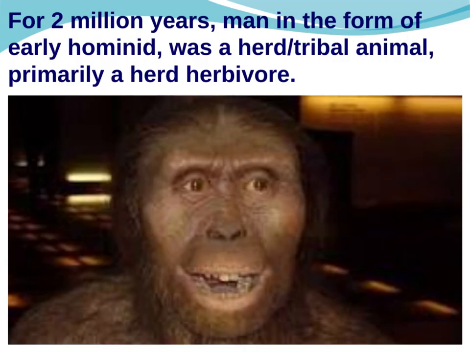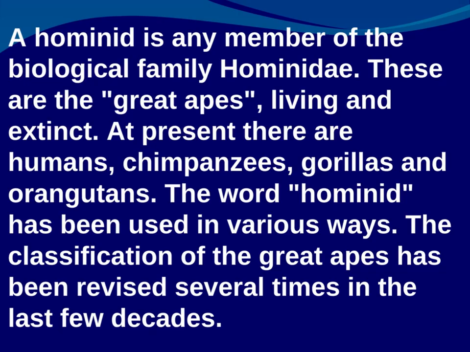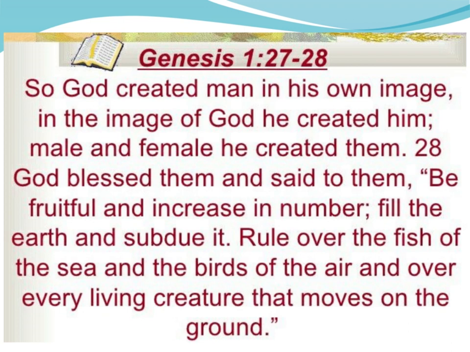For 2 million years, man in the form of early hominid was a herd, tribal animal, primarily a herd herbivore. A hominid is any member of the biological family Hominidae. These are the great apes, living and extinct. At present, there are humans, chimpanzees, gorillas, and orangutans. The word hominid has been used in various ways. The classification of the great apes has been revised several times in the last few decades. Would you agree with that?